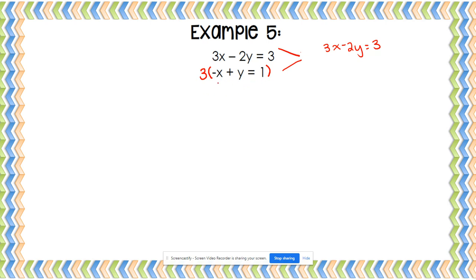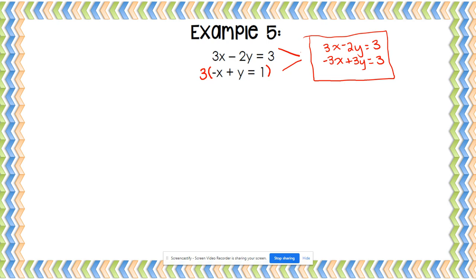And just like when you're adding or subtracting, when you're multiplying, you have to make sure that you multiply that 3 by every term in that equation. So it's kind of like distributing the 3 to everything in the equation. 3 times negative 1x would give me negative 3x. 3 times positive y would give me positive 3y, so I would write plus 3y. And then 3 times 1 would give me 3.